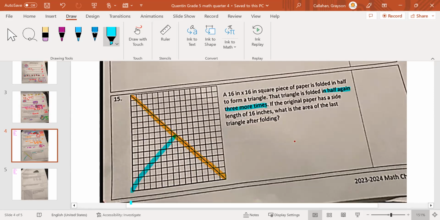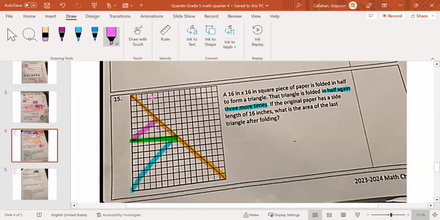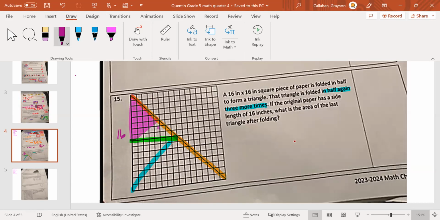This is the triangle right here, right? That's 1 time. Half of that is 2 times, and 1 more time is 3 times. So we're looking at this triangle right here. Do you see that? Okay, so we're gonna find the area of that pink triangle. So what we need to do is, you know that this right here originally is 16, correct? 16 for the whole thing.